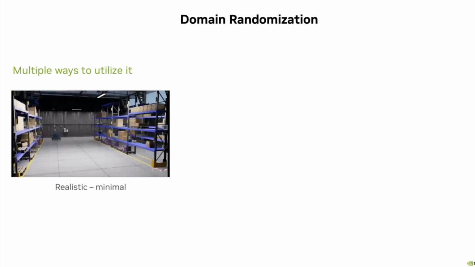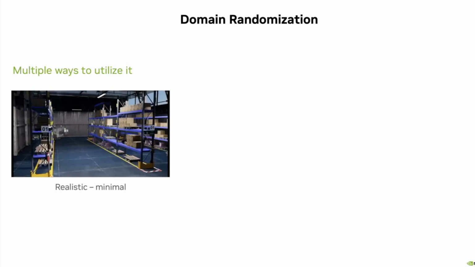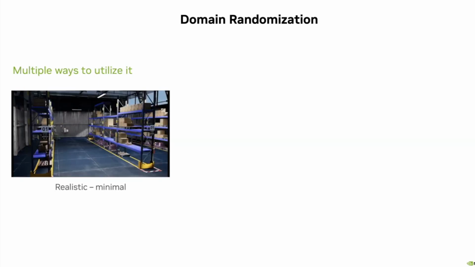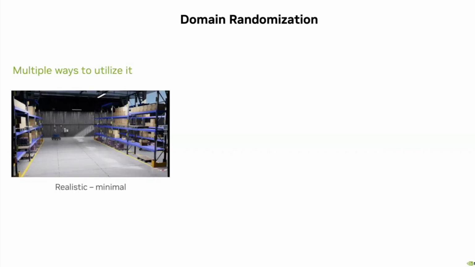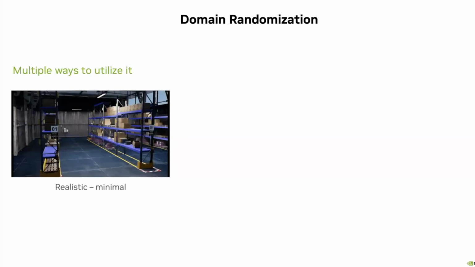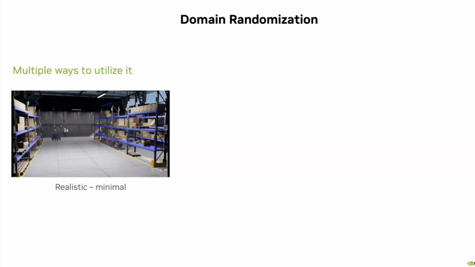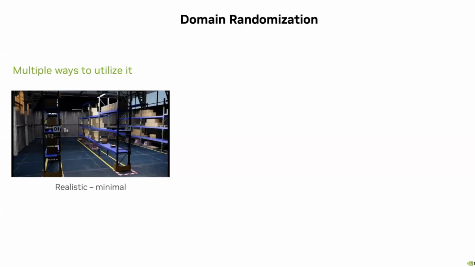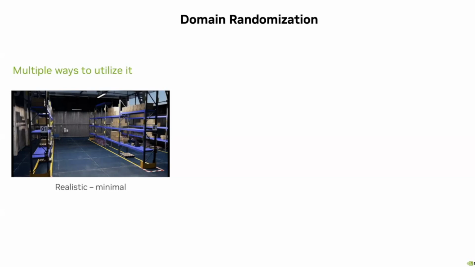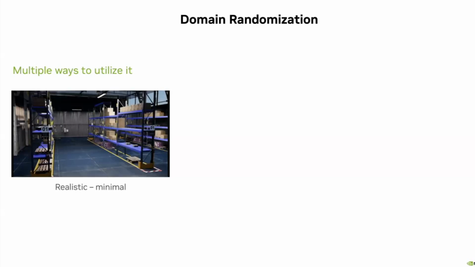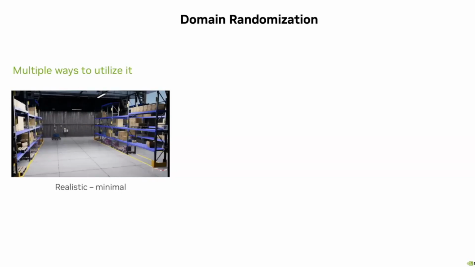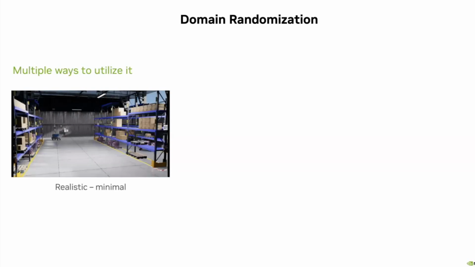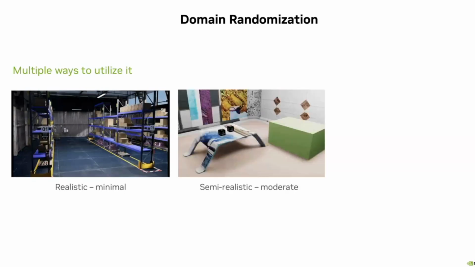And domain randomization can be of different kinds. The first way is to use the so-called realistic or minimal domain randomization, where you create a digital twin of your existing scene, and then you modify different visual characteristics like textures and lighting. You can also modify camera positions, and you can simulate day and night. For example, in this video I'm showing you a warehouse, and you can all say it looks like a real warehouse, and we are just modifying the placement of the objects in this warehouse. It can also be semi-realistic or moderate.